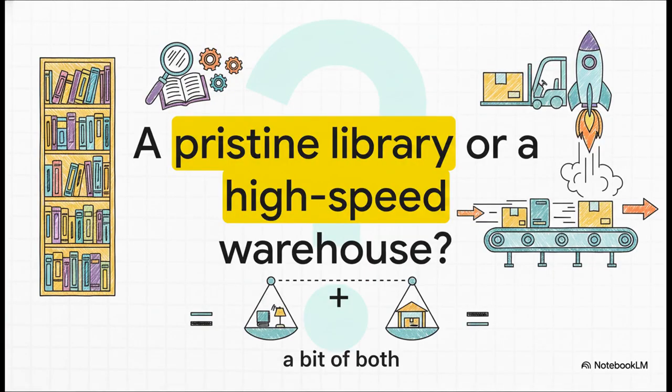And that really leaves us with the big question you have to ask yourself every time you design a system. What's the ultimate goal here? Are you building a pristine, perfectly cataloged library where every single fact has its one and only proper place? Or are you building a high-speed warehouse, optimized to get information out the door as fast as humanly possible? The true art of great data design is knowing exactly how to build a little bit of both.